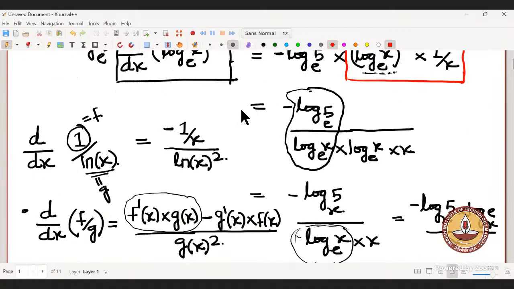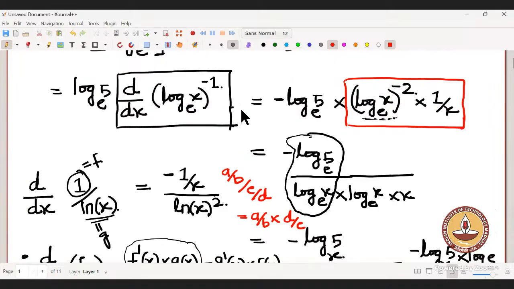What is this? This is a by b divided by c by d, right? So if you write this, it is a by b times d by c. So if you write the whole thing, you will exactly get this quantity, right? Got it. Clear? Yes.